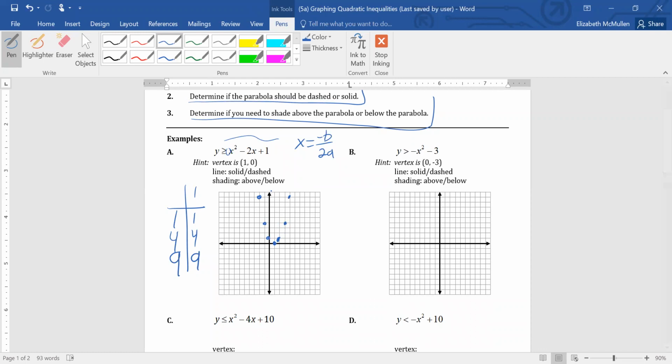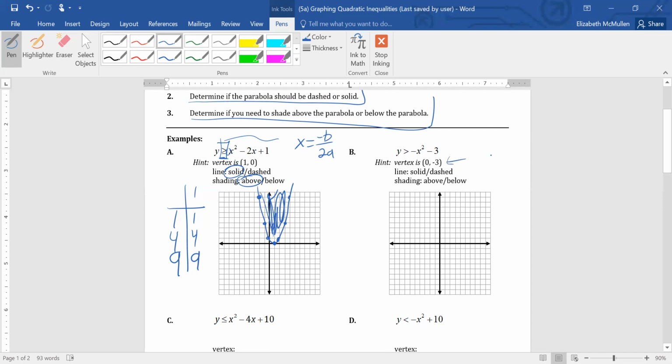Step two, determine if the parabola should be dashed or solid. For that, just like with linear equations, we look at our operator here. This is greater than or equal to. It has the equal to there, so it's going to be a solid line. And then we need to talk about shading. Do we shade above or below? All right, well, this says I want all the y's that are greater than this line. So if I put my finger on my vertex, or my pen in this case, where are the y's that are greater than 0? Well, they're up here, right? So I'm going to shade above my vertex. All right, so let's go ahead and draw this guy. Solid line, shade above.